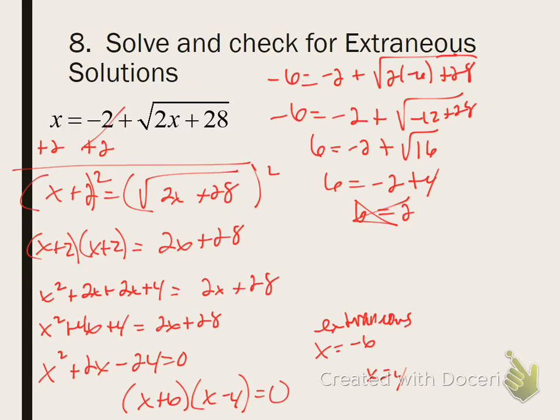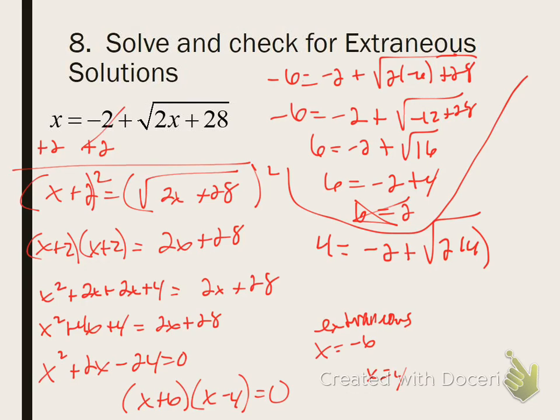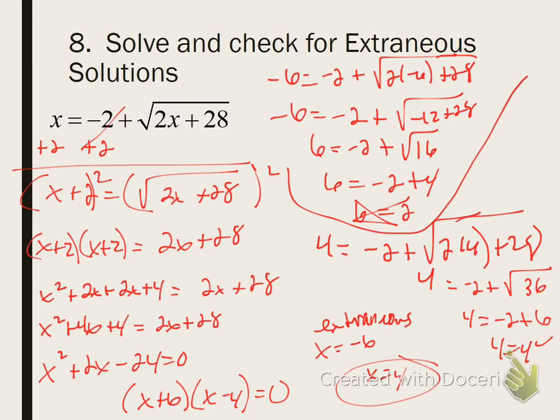Okay? Gotta check the 4. So just because the negative 6 is extraneous doesn't mean the 4 can't be. So 4 equals negative 2 plus the square root of 2 times 4, which is 8. 8 plus 28 is 36. And so we get 4 equals negative 2 plus 6. And it does work. So 4 is a solution. Negative 6 was our extraneous one. Not that we have to have one, but okay.